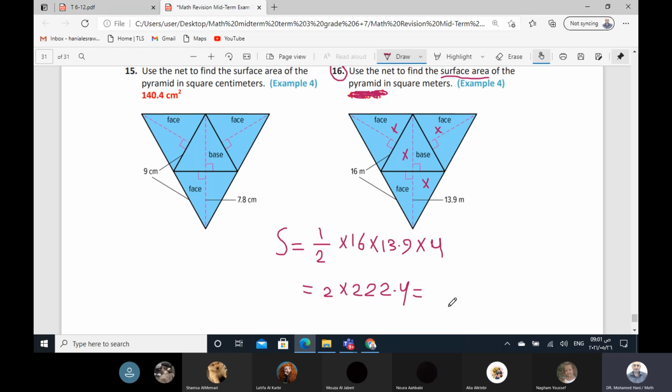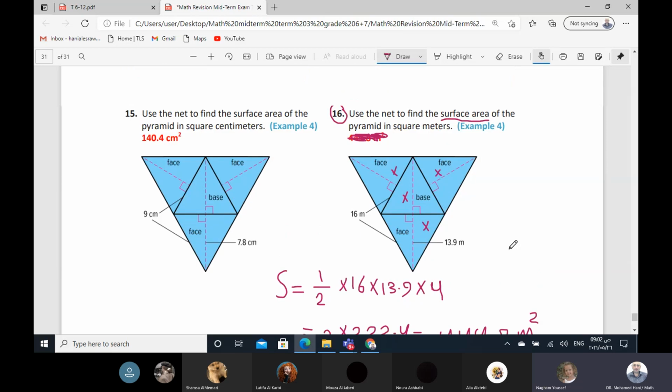Then you can multiply by 2. The answer will be 444.8 meters squared. Meter squared. Who has any question here? Is it clear for all? Yes. Okay.